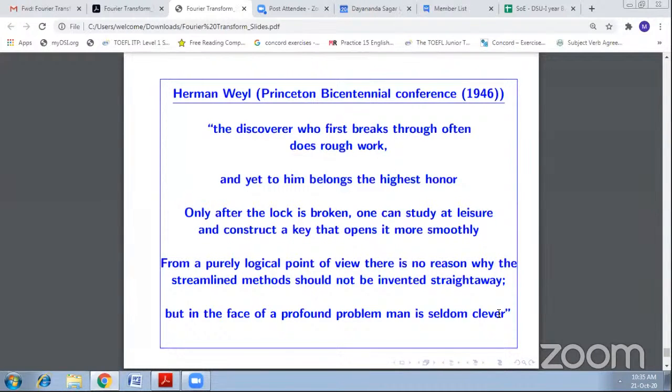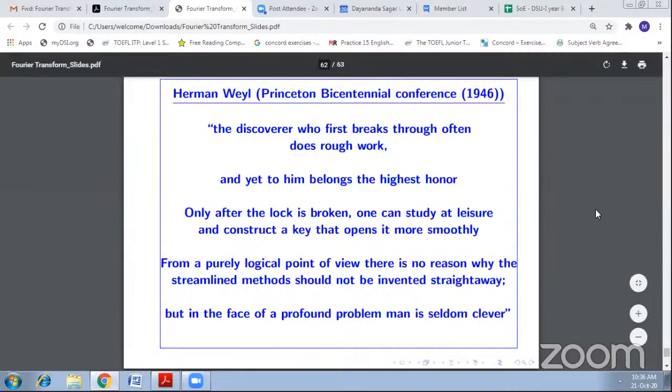So Hermann Weyl says, the discoverer who first breaks through often does rough work, and yet to him belongs the highest honor. Only after the lock is broken, one can study at leisure and construct a key that opens it more smoothly. That's what Lebesgue, Plancherel, Paley, Wiener all did subsequently. From a purely logical point of view, there is no reason why the streamlined method should not be invented straight away. But in the face of a profound problem, man is seldom clever.